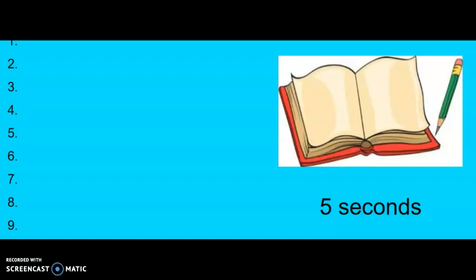Number 6. How many weeks are 21 days? How many weeks are 21 days? Number 7. It is Thursday. What day was it 3 days ago? It is Thursday. What day was it 3 days ago?